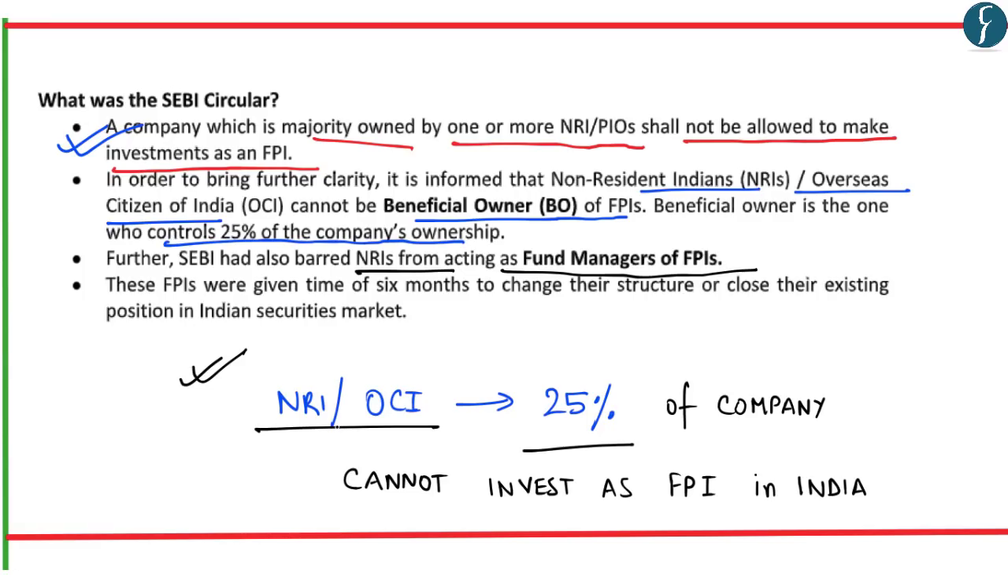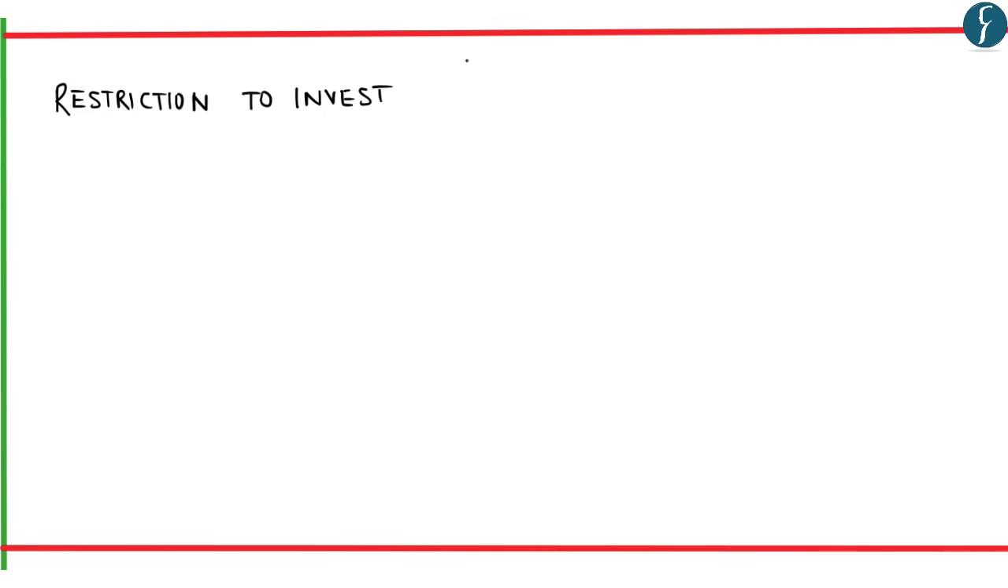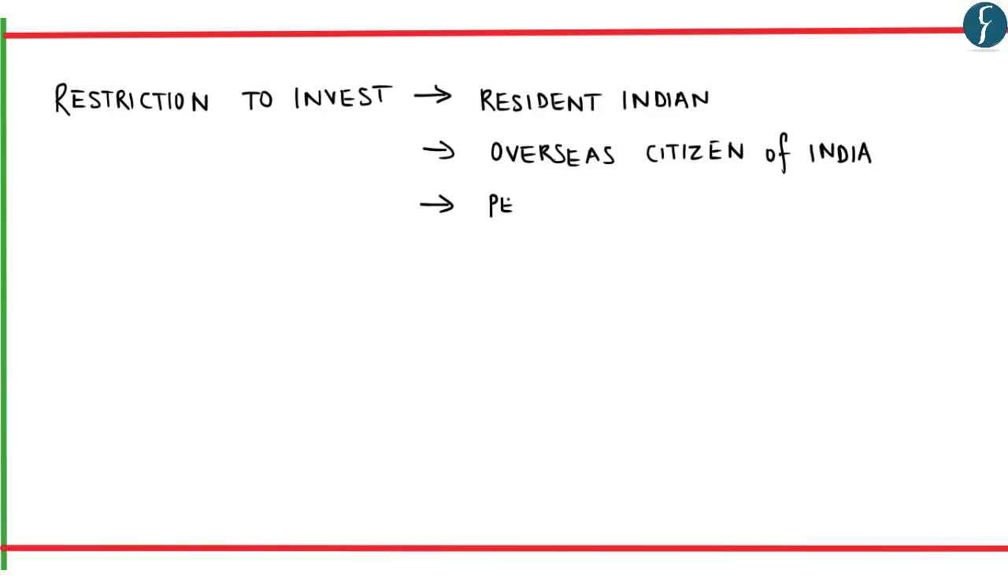So first of all, they cannot invest as FPI in India if they collectively own 25% or more in a company, and also they cannot act as a fund manager of an FPI. So this led to a belief that this will cause an outflow of FPIs from India. Further, these FPIs were given a time frame of 6 months to change the structure or close their existing position in the Indian securities market. And this particular restriction to invest as an FPI was imposed on resident Indians, OCIs, that is overseas citizens of India, PIOs, that is persons of Indian origin, as well as NRIs, that is non-resident Indians.